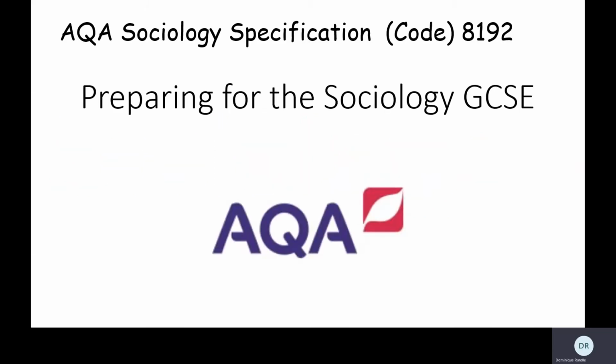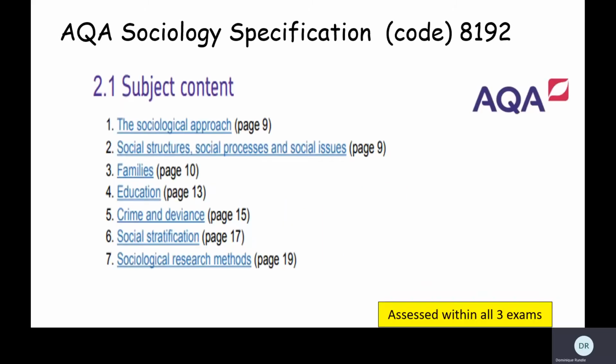I'm going to talk to you briefly about how to prepare students for GCSE sociology. At the Hay School, we follow the AQA sociology specification, which covers a number of different units. These units are the sociological approach, social structures, social processes, and social issues: families, education, crime and deviance, and social stratification. We also cover sociological research methods.